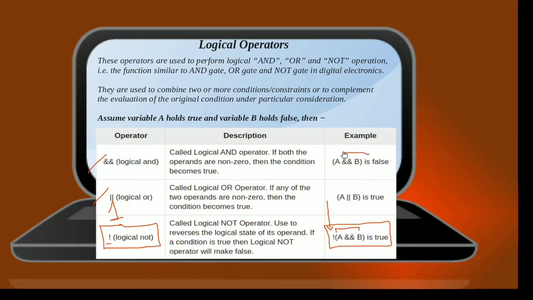Now since we have already seen over here that A and B is giving us false, what we are doing is NOT of false. Now as we know that logical NOT inverts the input, NOT of false is evaluated and given as a result true. Now if it had been NOT of true, then the result would have been false.